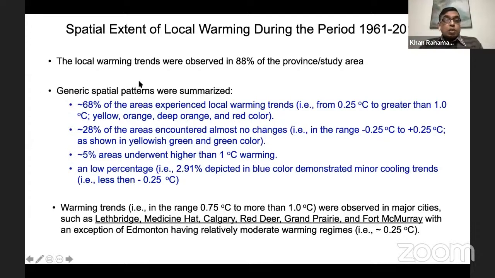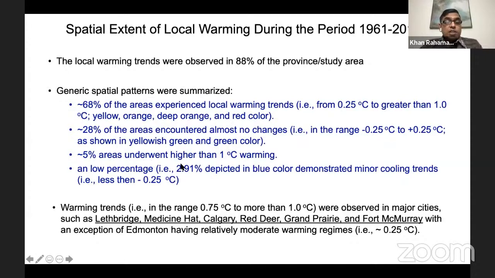So what we found, local warming trends were observed in 88% of the province. Think about it, the province is about 5 times bigger than Bangladesh. And 88% of the province has been experiencing climatic change of more than maybe 0.25 degrees centigrade up to 2 degrees centigrade. The generic spatial patterns were summarized as up to 68% of the areas experiencing local warming trends of 0.25 degrees centigrade to 0.75 at some places.